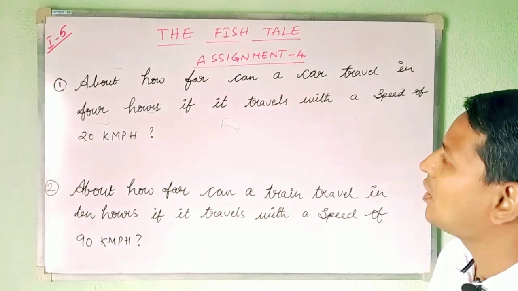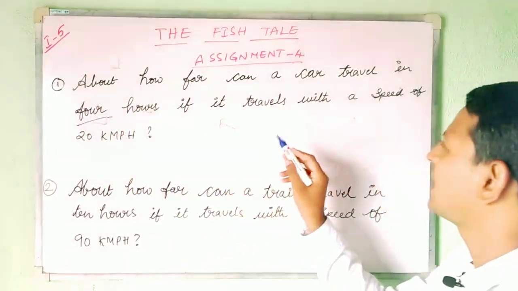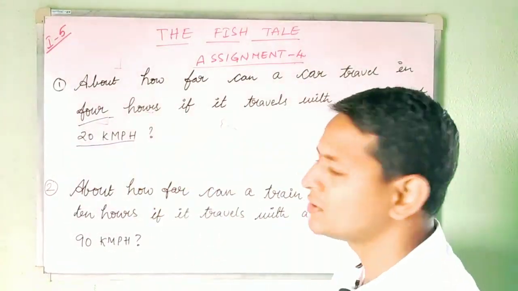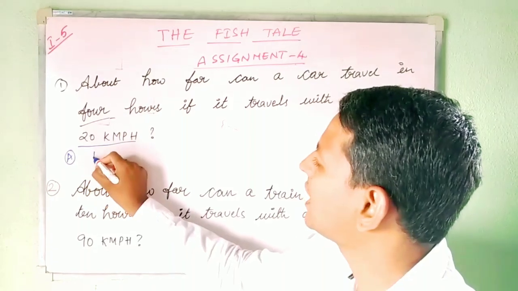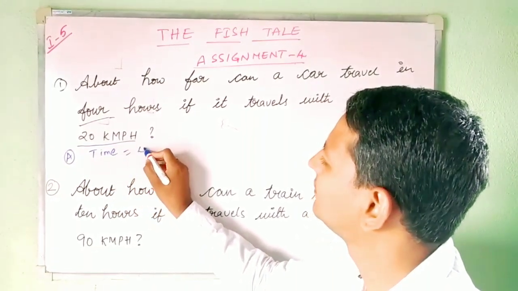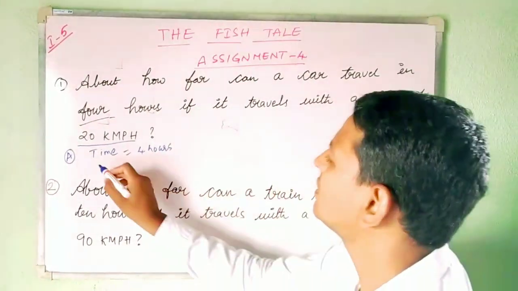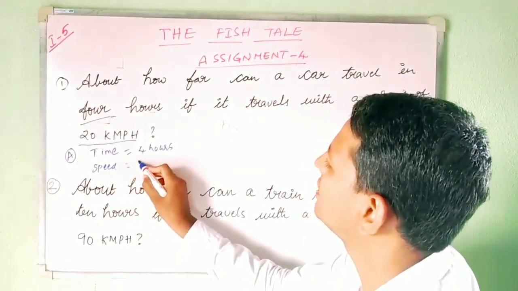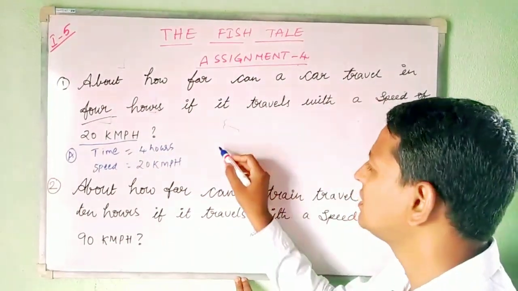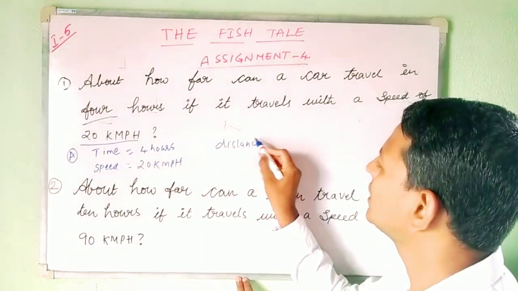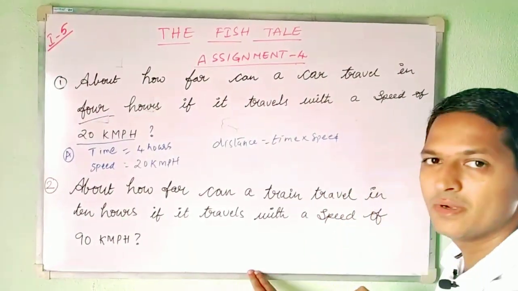The first question: how far can a car travel in 4 hours if it travels with a speed of 20 km/h? What are the things that are given? The time given is 4 hours. And what is this? Speed. What is the speed? Speed is 20 km/h. In our last class, we understood that distance is equal to time into speed.